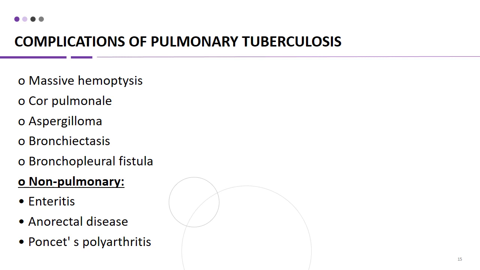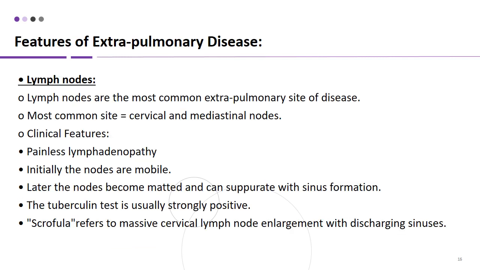Poncet's polyarthritis is also a complication of pulmonary TB. It is a symmetrical joint inflammation. It usually occurs in young adults, and it is an immunological response against tuberculosis. So there will be no bacteria in the joints. The extrapulmonary involvement can occur in the lymph nodes, gastrointestinal tract, pericardial cavity, bones and joints, and central nervous system. We will discuss all these in the coming slides.